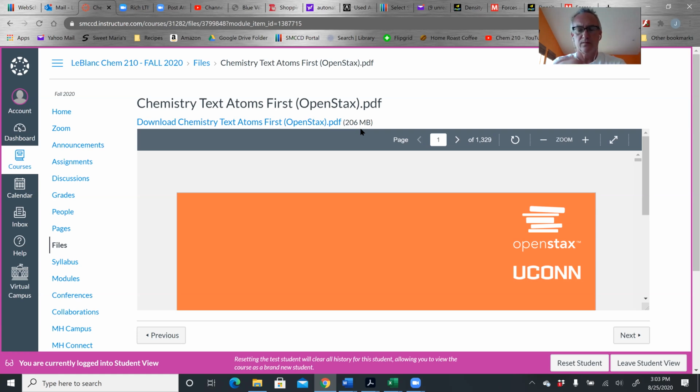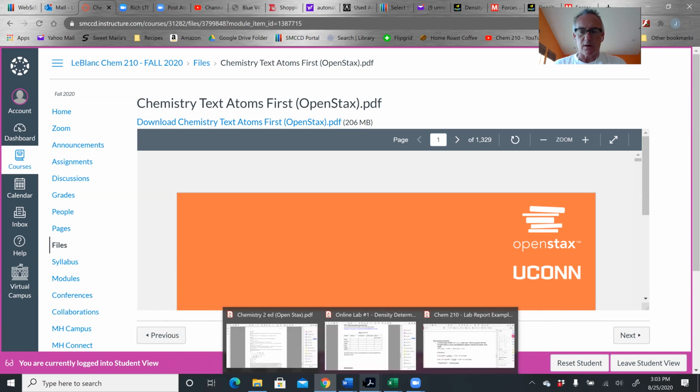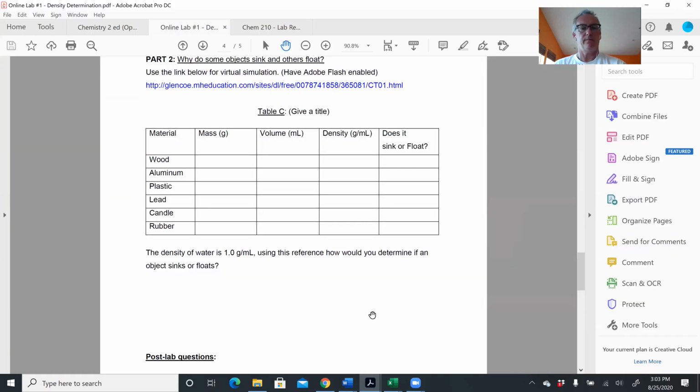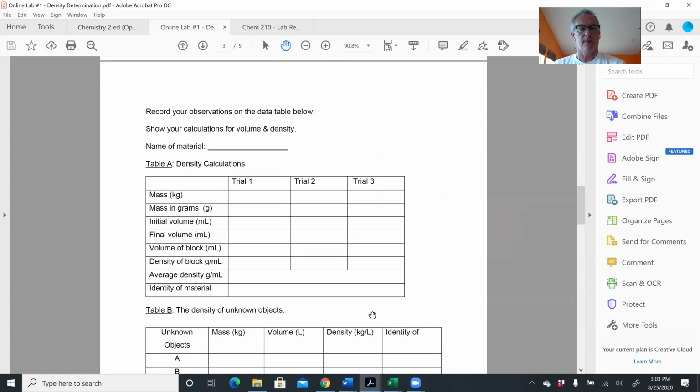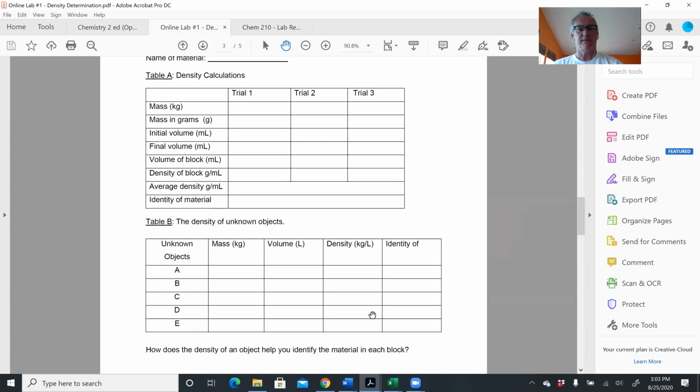Can we do one example real quick on finding the initial volume, final volume, and the actual volume for table A? Oh, okay. Table A. Good old table A. That's fine, table A. So, online lab, table A. Yes, initial volume, final volume.